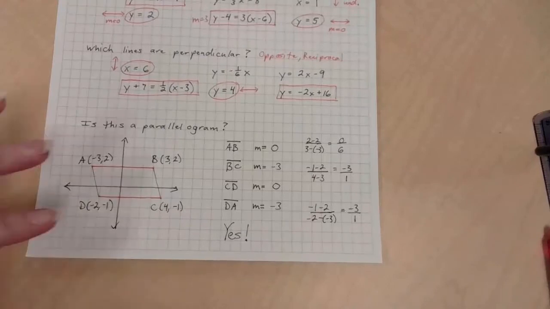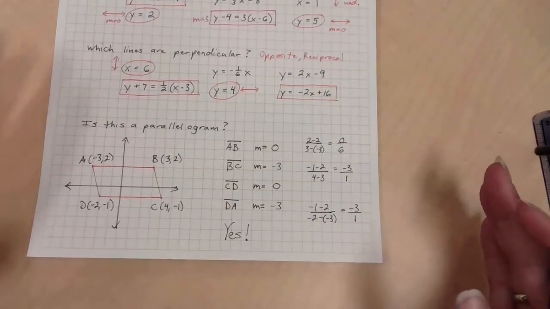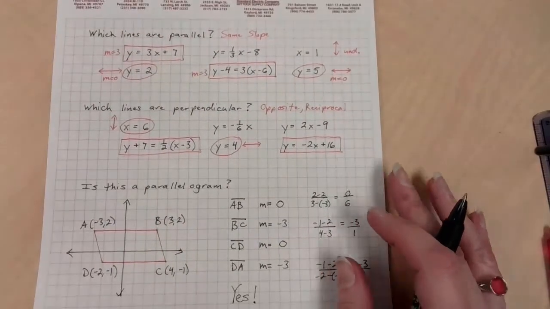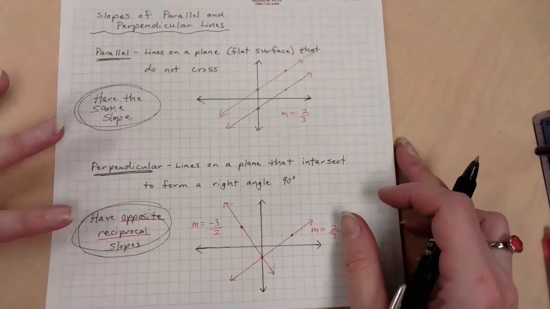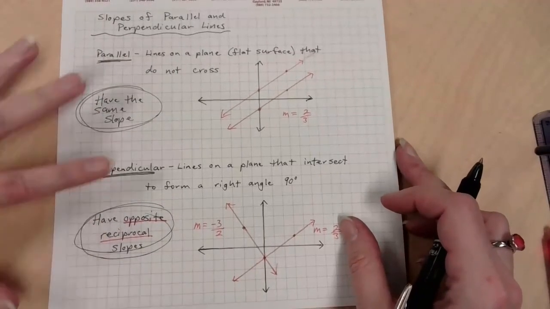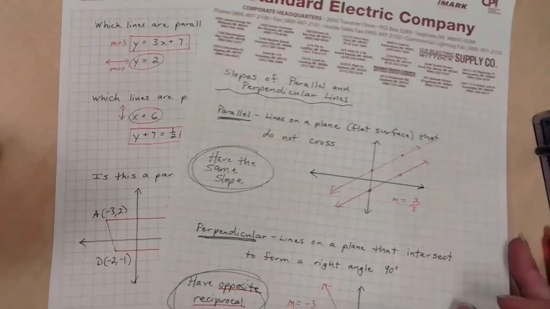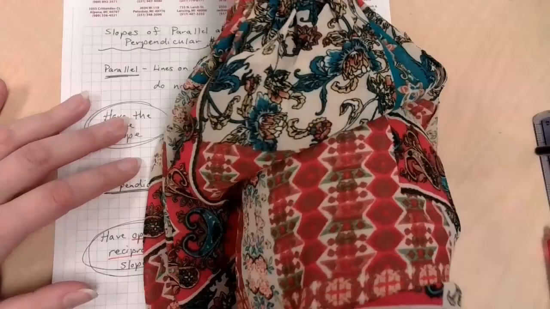There we go. So really scary looking. Take it one piece at a time. Don't let it overwhelm you. And more than anything, get this impressed in your brain. All right? Parallel, same slope. Perpendicular, opposite reciprocal slopes. If you can get this in your brain, everything else from there on is doable. We can manage that. Okay? All right. Have fun. Practice.